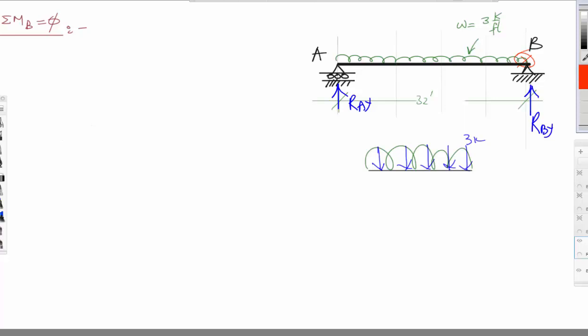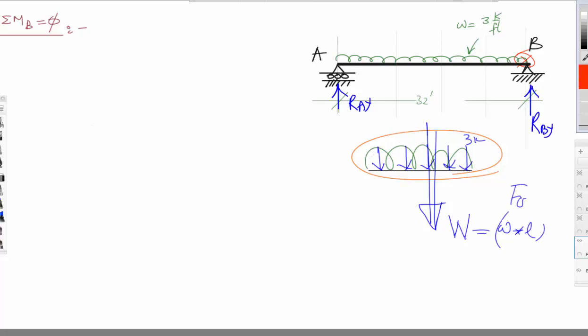So to solve this, normally what we do is we replace the entire thing here by an equivalent value, which will be something like this. I'll call it uppercase W, and this is equal to omega or lowercase w multiplied by L. This will be the value of the force. So this force will replace this uniform load in the calculation. So I just want this to be clear as we go.